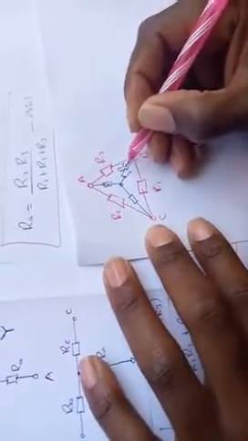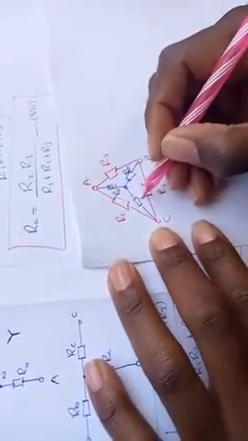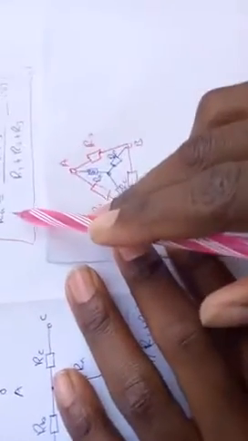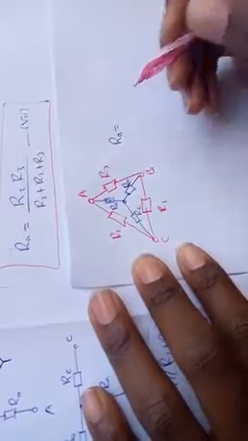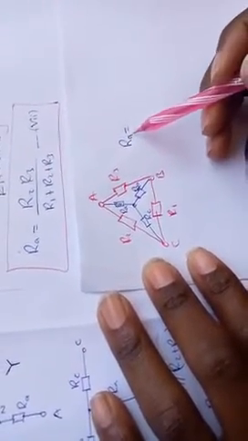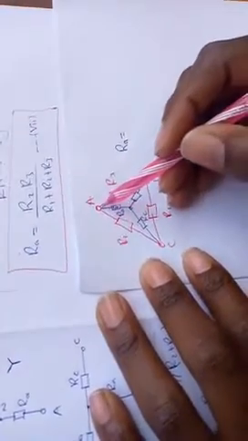This is RB, close to terminal B. This is RA. This is RC. So if you can see what was going on, RA is supposed to see the resistors which are connected to it. As you can see, RA is connected to terminal A.